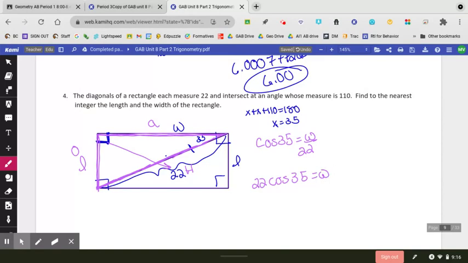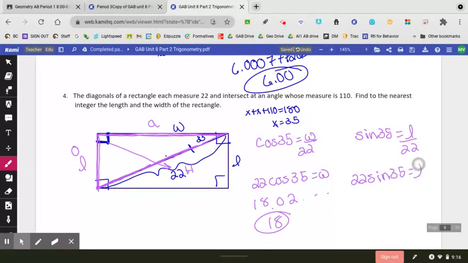And I just do that on my calculator, which is 18.02 more. We're rounding to the nearest integer, so it's 18. My length, I'm going to say sine of 35 equals L over 22. So again, I cross multiply and I get 22 sine of 35 equals L. And just do that on my calculator. And it is 12.61. So rounded to the nearest integer is 13.